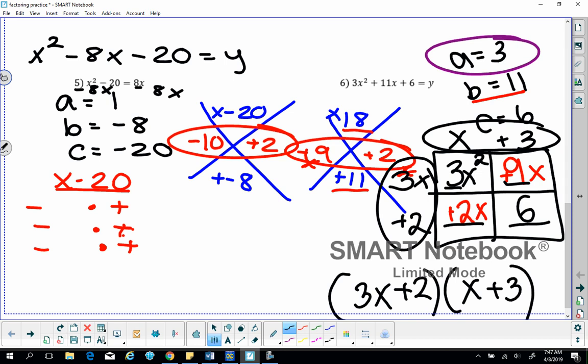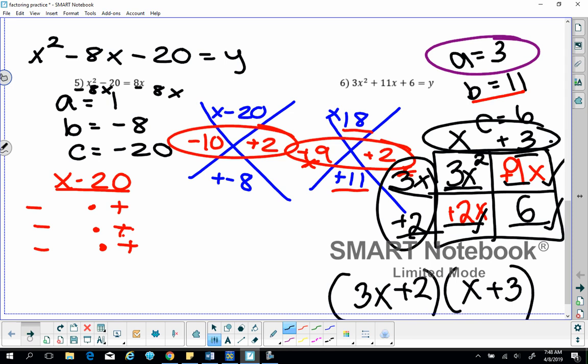So you're basically doing the box method, but backwards. Like the multiplying that we did, so we can check and be like, okay, 3x times x is 3x squared, 3x times 3 is 9x, 2 times x is 2x, 2 times 3 is 6. Should match exactly up like that. Does that make sense? Let's try another one.